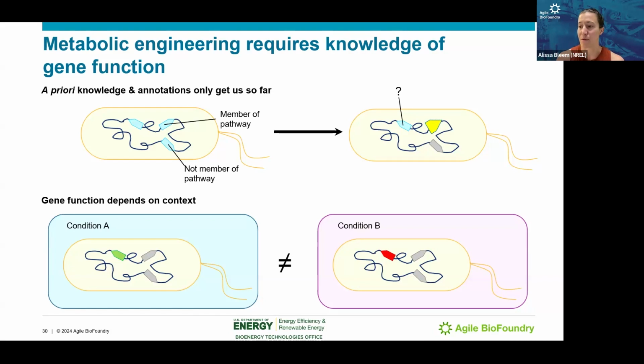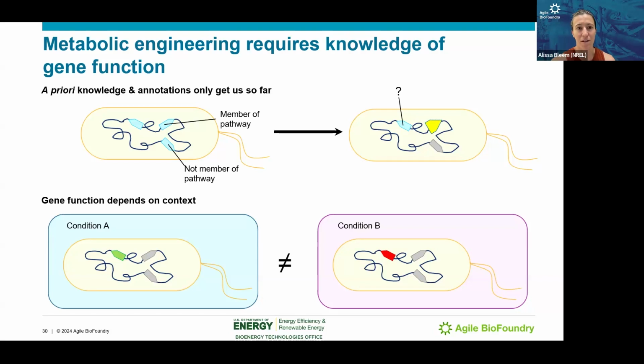Conversely, if we have an organism that we know a lot about, in the ABF a good example of this would be Pseudomonas putida, we might know what a lot of the genes do, but we don't necessarily know how they function together or how they function in certain contexts. So this is an illustration of that idea.